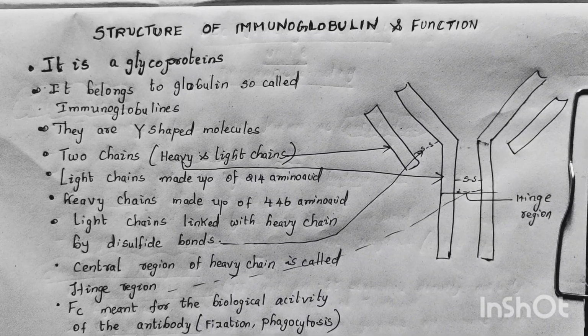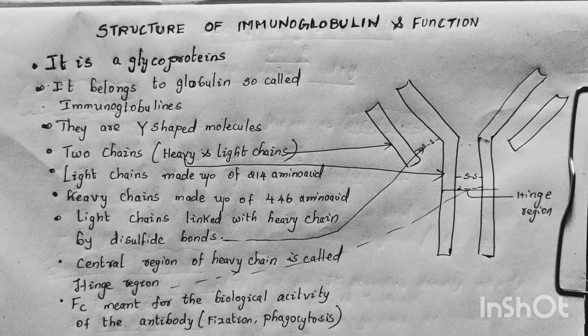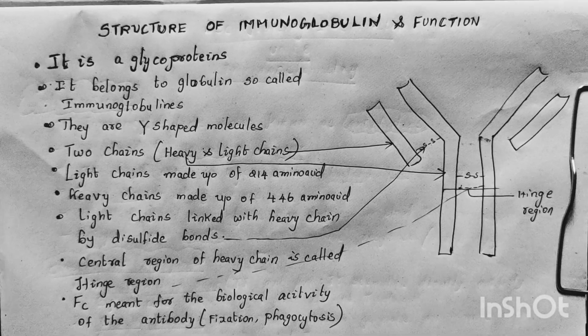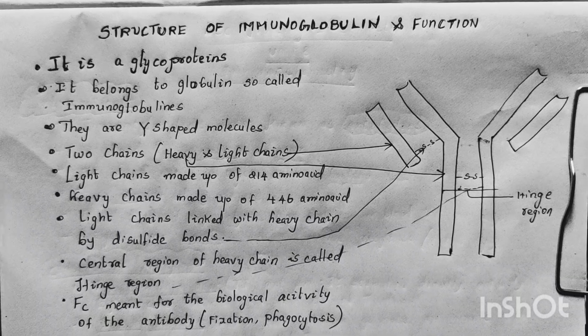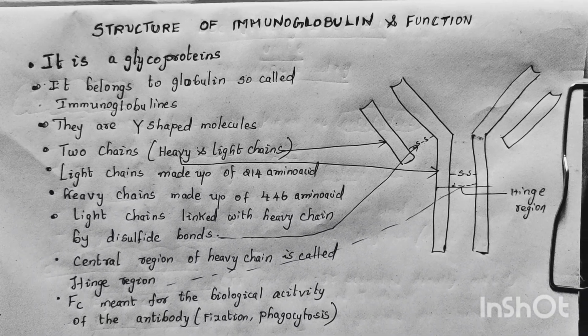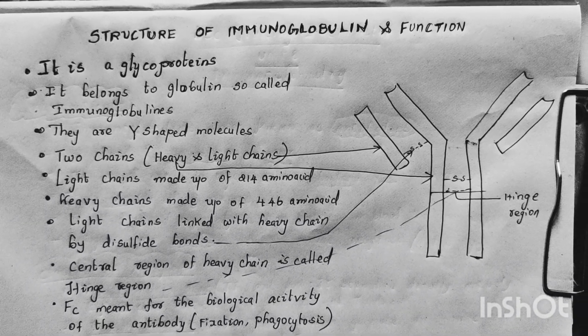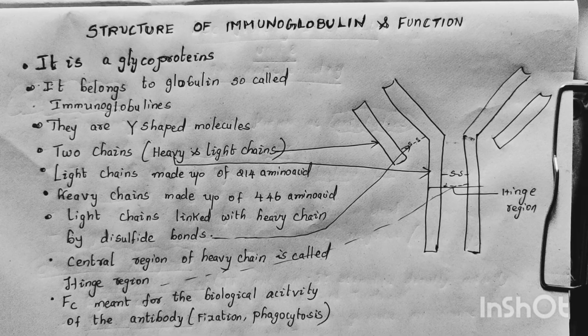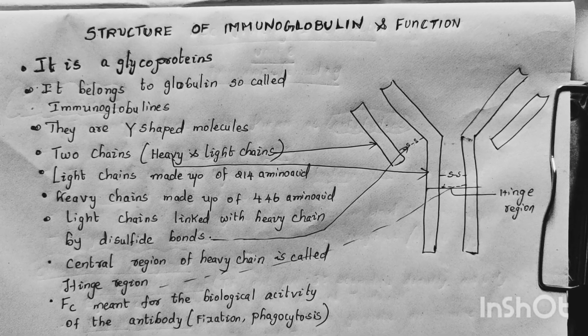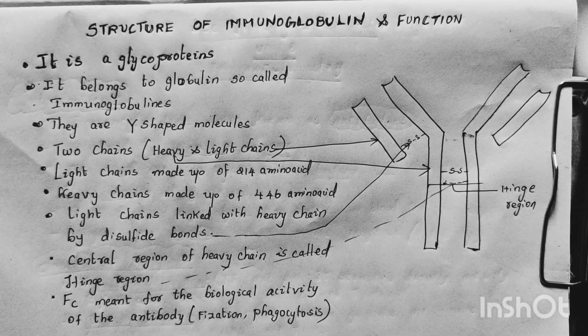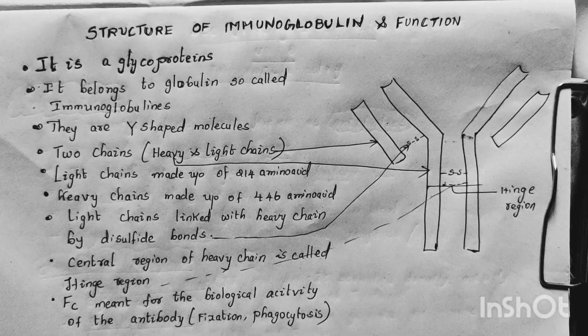Now we'll see about the structure of immunoglobulin and its functions. The first one, it is a glycoprotein, and second, it belongs to the globulin, so we are calling it the immunoglobulin. Globulin is a protein that consists of amino acids, and they are Y-shaped molecules.